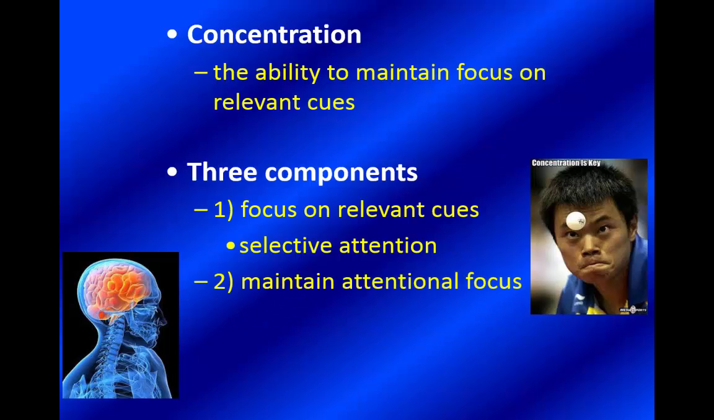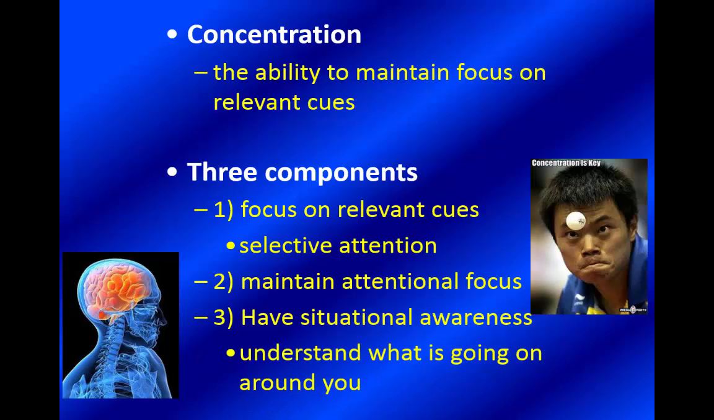Number 2, maintain attentional focus. Focus may be required to be maintained for the duration of the competition. However, research has suggested that the median length of time during which thought content remains on target is approximately only 5 seconds. And third, have situational awareness. This requires that we understand what is going on around us. This ability allows players to size up a game situation, opponents, and competitions to make appropriate decisions based on the situation. This frequently occurs under pressure and within short periods of time.